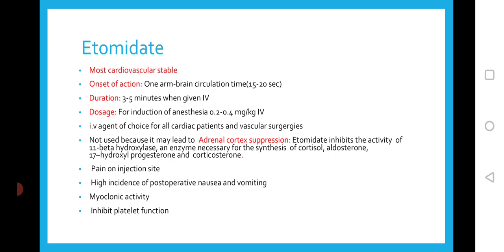Not used routinely because it may lead to adrenal cortex suppression. Etomidate inhibits the activity of 11 beta hydroxylase, an enzyme necessary for synthesis of cortisol, aldosterone, 17 hydroxyprogesterone and corticosteroid. Pain on injection site, high incidence of postoperative nausea and vomiting. Myoclonic activity, inhibits platelet function.